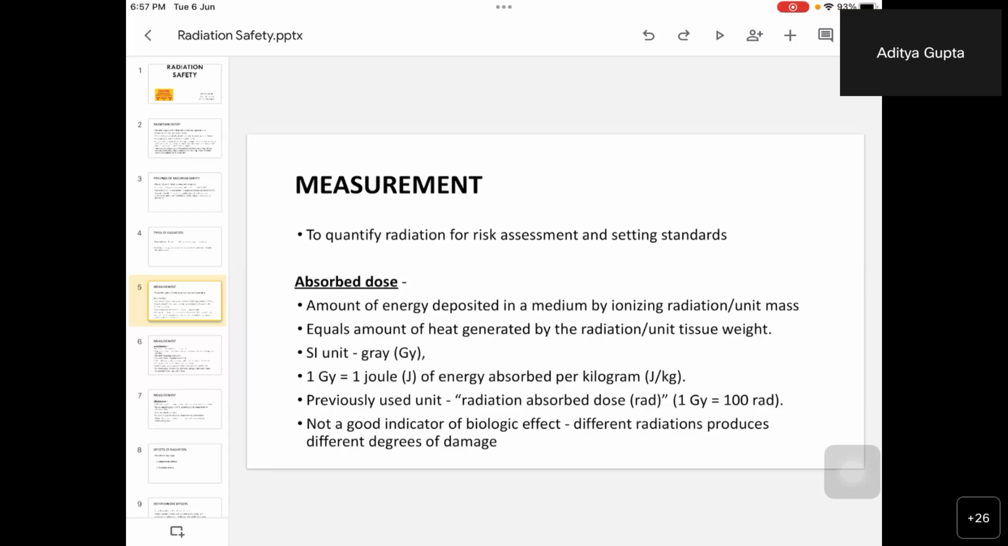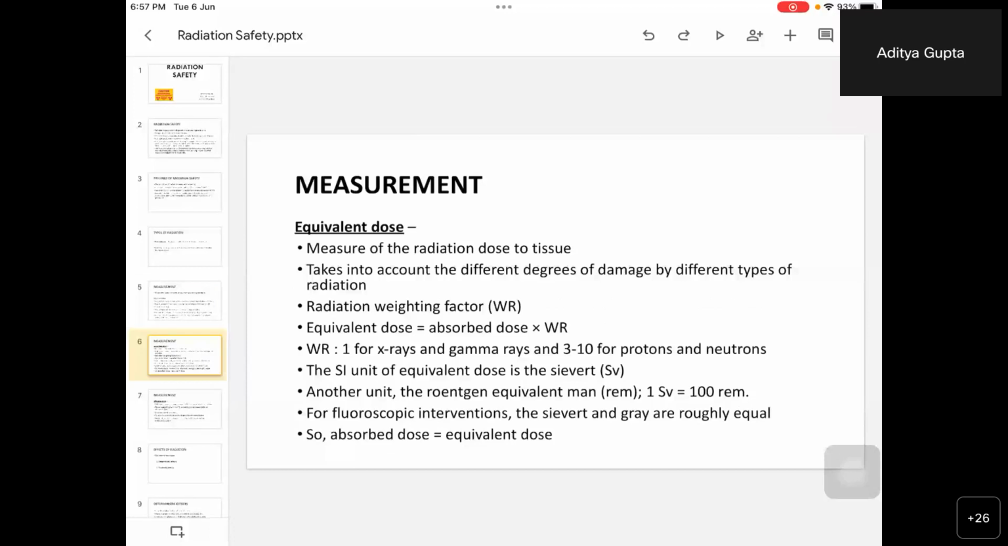The previously used unit was the radiation absorbed dose, where 1 gray is equal to 100 rad. It is not a good indicator of biological effects, as different types of radiation produce different degrees of damage. So for this, there is a concept of equivalent dose, a measure of the radiation dose to the tissue that takes into account the different degrees of damage by different types of radiation. For every type of radiation, there is a radiation weighting factor, WR, where equivalent dose is equal to absorbed dose times the radiation weighting factor.